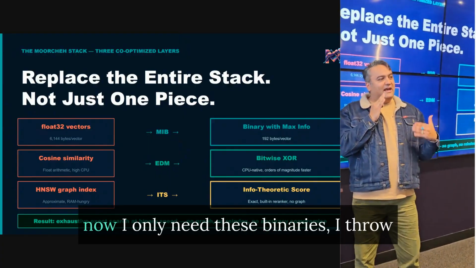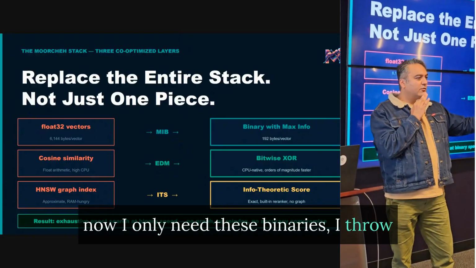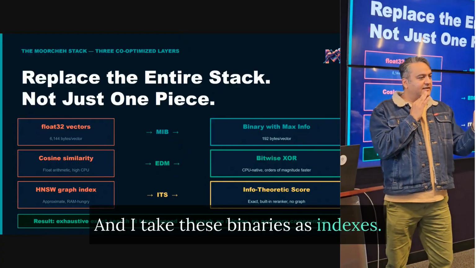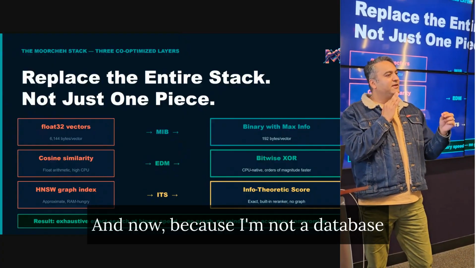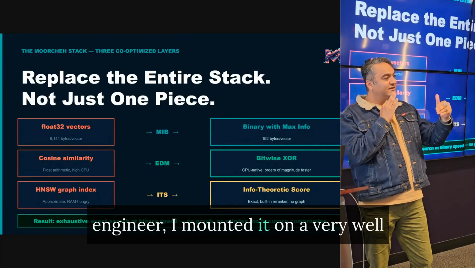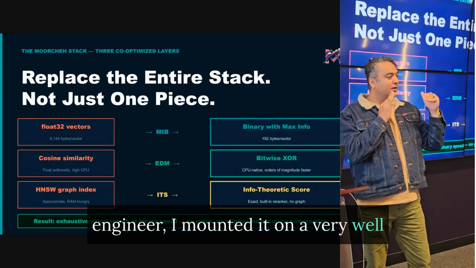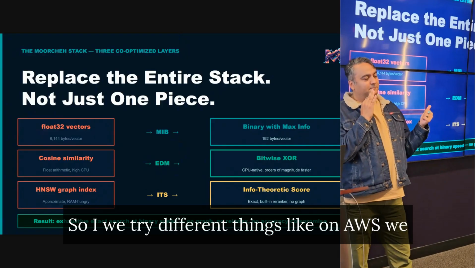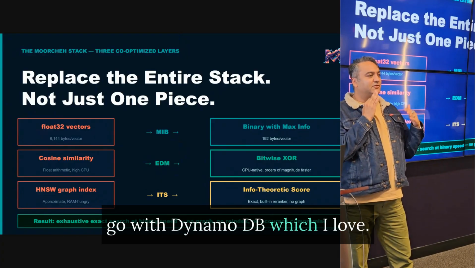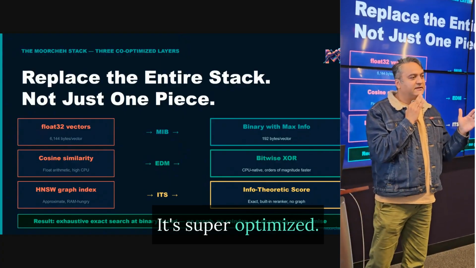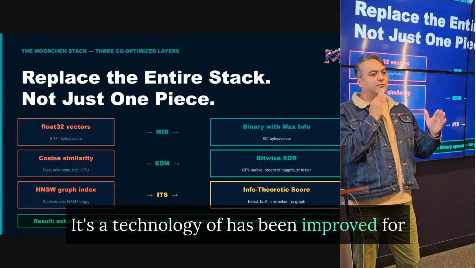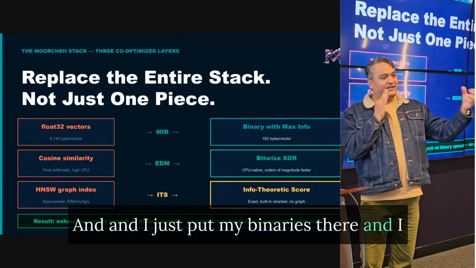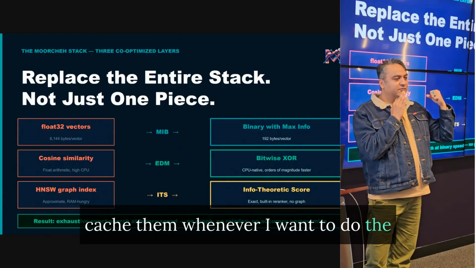The second part was that, okay, now I only need these binaries. I throw away the vectors, the float numbers, and I take these binaries as indexes. And now, because I'm not a database engineer, I mount it on a very well-optimized database. So we tried different things, like on AWS, we go with DynamoDB, which I love. It's super optimized. It's a technology that has been improved for 30 years, right? And I just put my binaries there and I cache them whenever I want to do the retrieval processing.